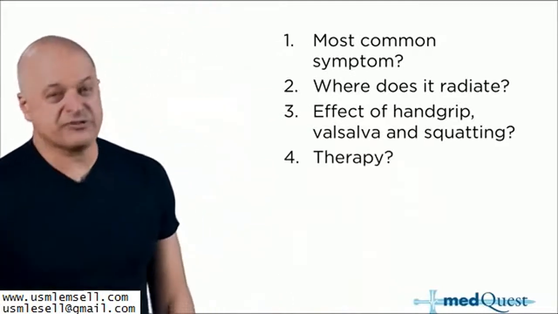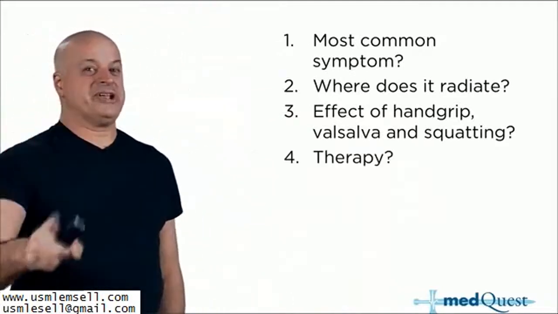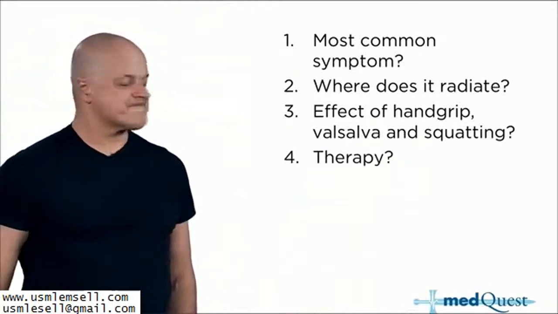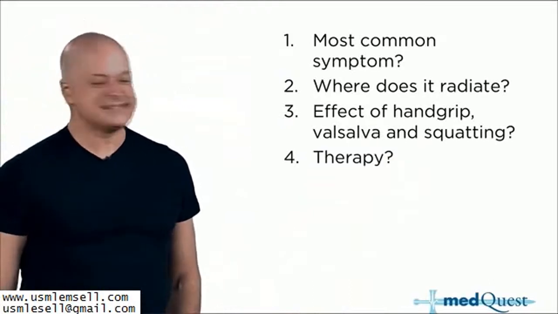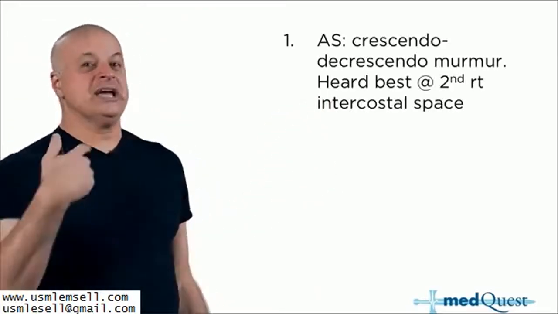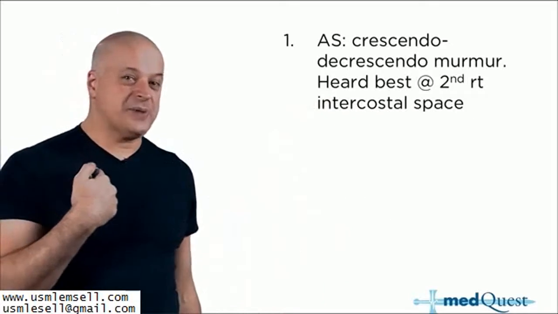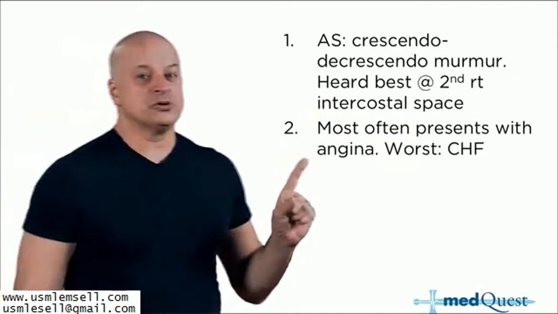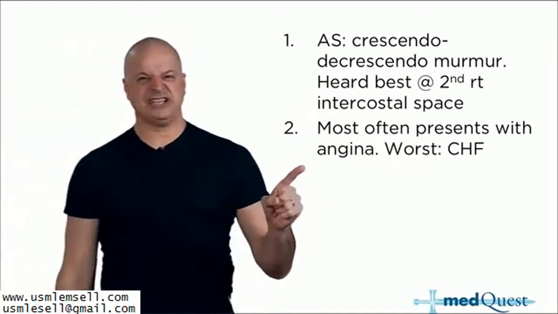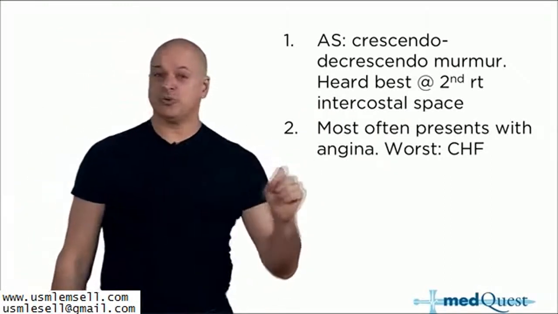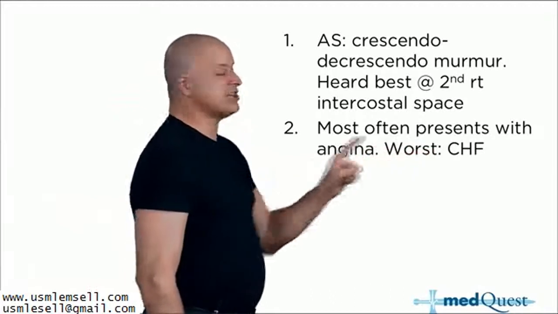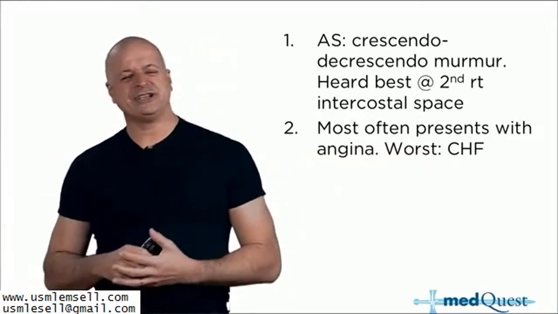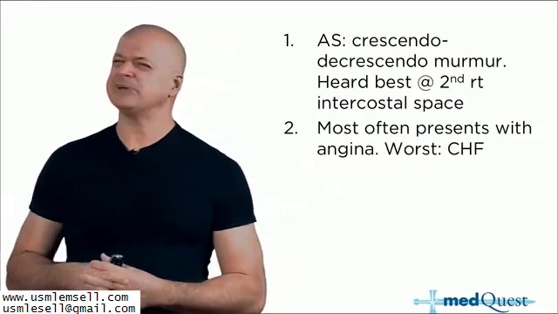Now, the therapy for aortic stenosis, there's no medical therapy. No medicines, not for aortic stenosis. Now this is aortic stenosis, crescendo, decrescendo. It's heard at the second right intercostal space, and it goes up into the carotids. The most common presentation is angina, chest pain, and the worst, the one that means you're going to die the soonest, is congestive failure.